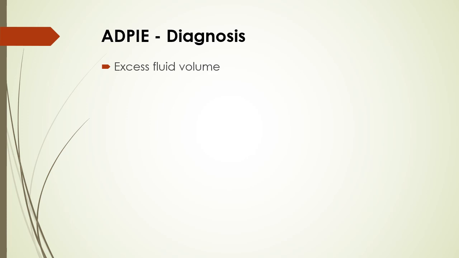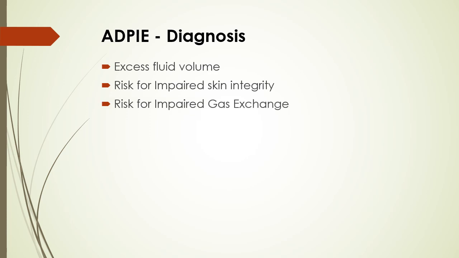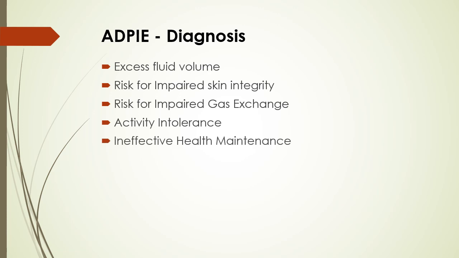Diagnosis: excessive fluid volume, risk for impaired skin integrity. This is kind of the opposite of what we had with fluid volume deficit, where there's no cushioning. Here we have to worry about skin being overstretched. Risk for impaired gas exchange, because there's fluid in their lungs. Activity intolerance, because they have impaired gas exchange. Ineffective health maintenance, what got them into this situation.